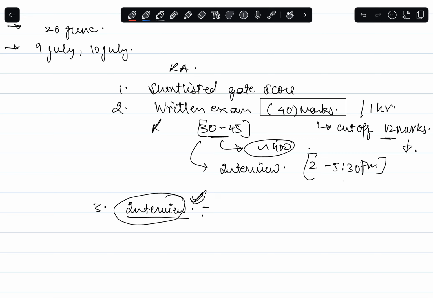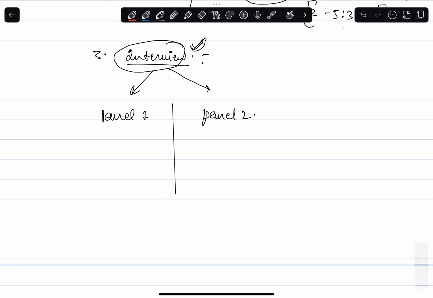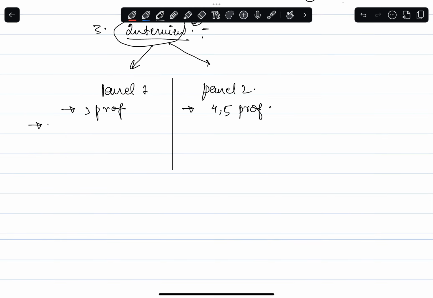So in my time there was panel one and panel two. Panel one consisted of three profs, followed by panel two, which had around 4 to 5 profs. In the first panel, they asked me what my area of interest was and what I am familiar with. They gave me the option of linear algebra and probability.